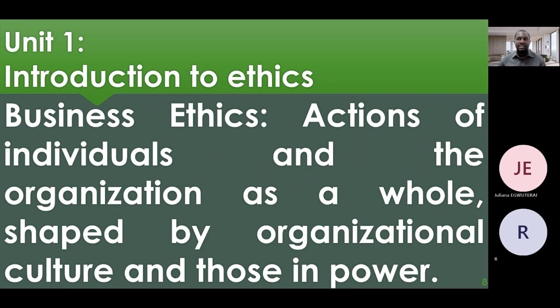And the majority of accountants, even in practice, do business. So ethics in business speaks to individuals and the organization as a whole. Ethical issues don't work in silos or for individuals. They permeate an organization, and are shaped by the organization's culture and those in power. So ethical issues from the business standpoint speak to those at the top.